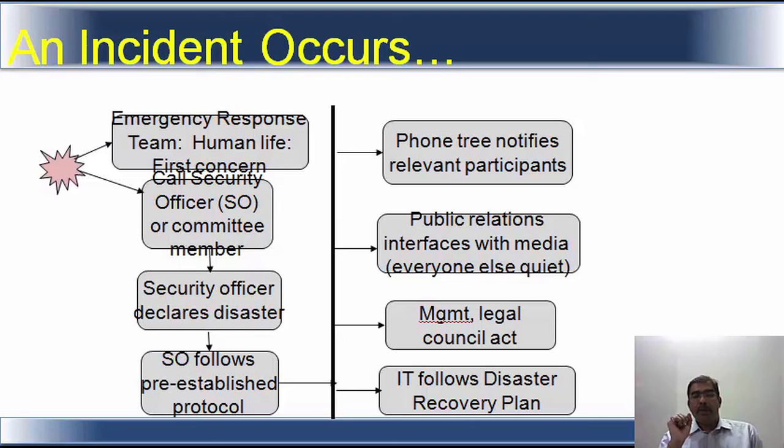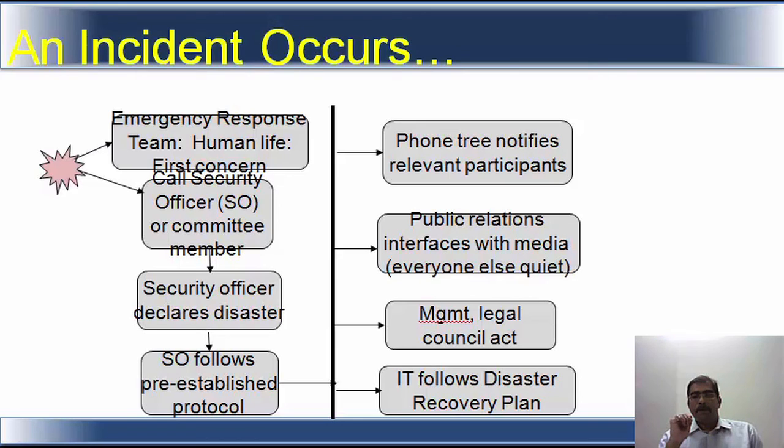In some cases, there is a security committee, and anyone on the committee can decide that a disaster has occurred. If you see this, it says the emergency response team. The first concern is the human life. Call the security officer or the committee. Security officer declares a disaster. The security officer follows pre-established protocol, whom to contact, whether it is the police, the fire, the ambulance.